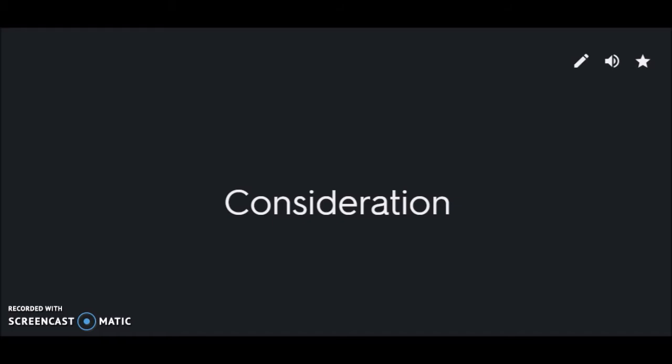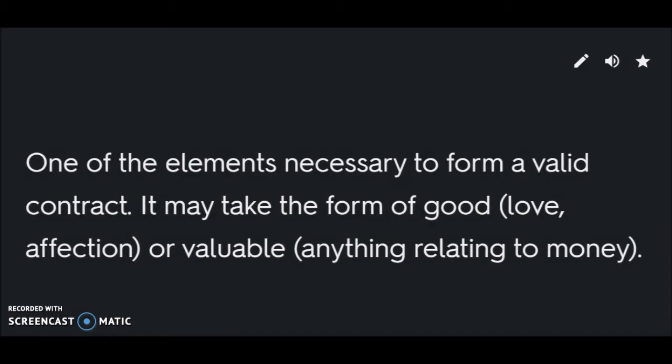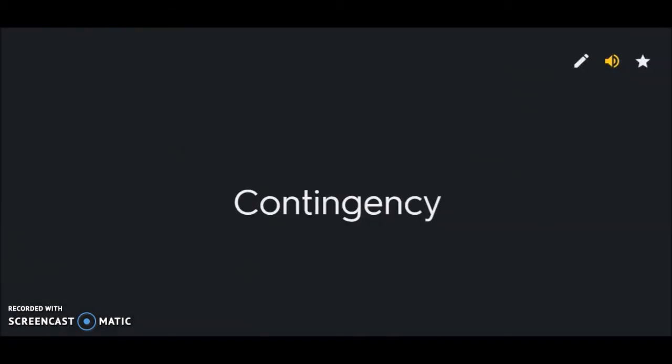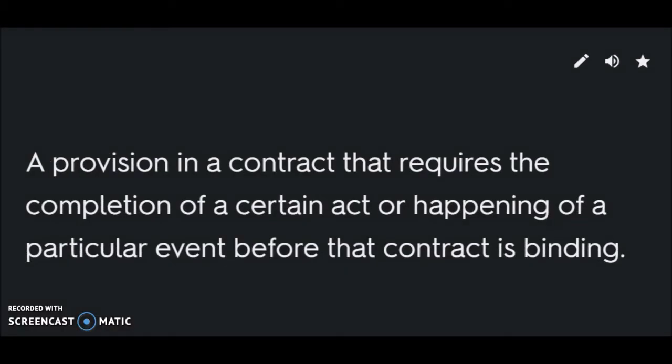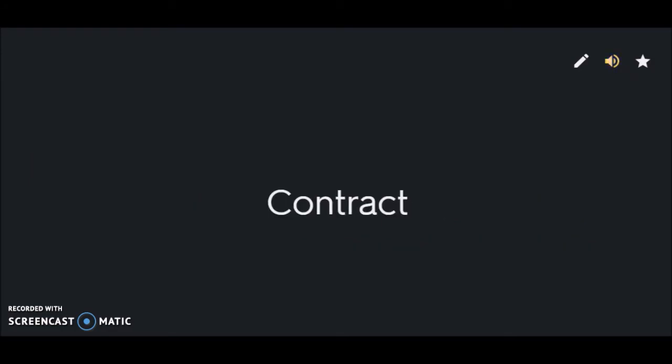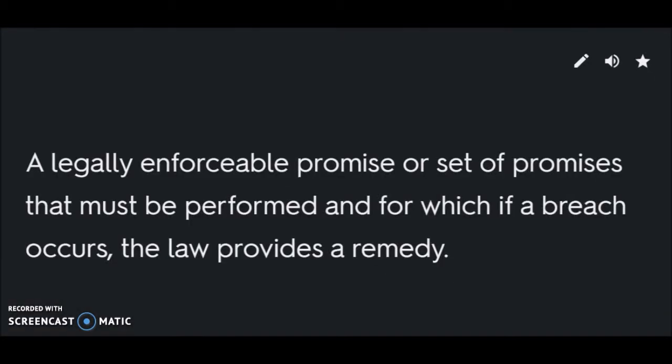Consideration. One of the elements necessary to form a valid contract. It may take the form of good or valuable. Contingency. A provision in a contract that requires the completion of a certain act or happening of a particular event before that contract is binding. Contract. A legally enforceable promise or set of promises that must be performed and for which, if a breach occurs, the law provides a remedy.